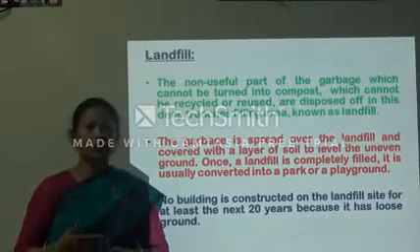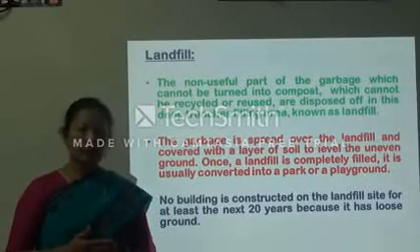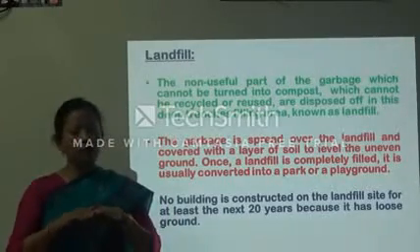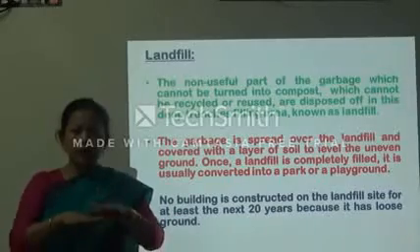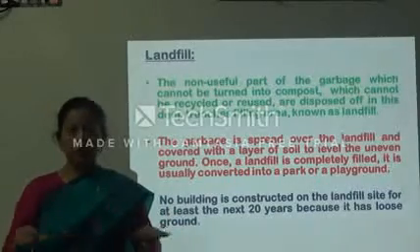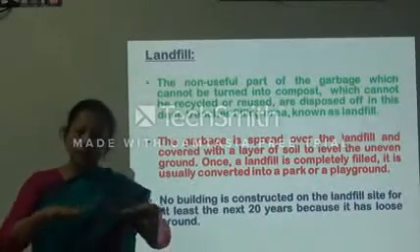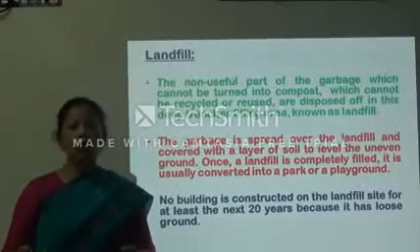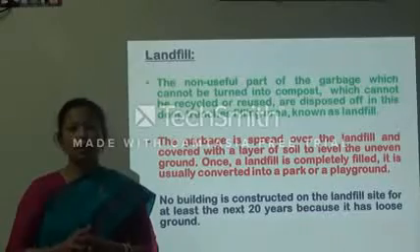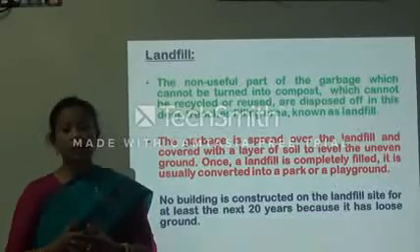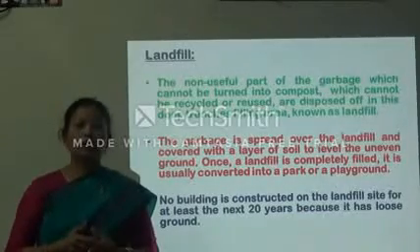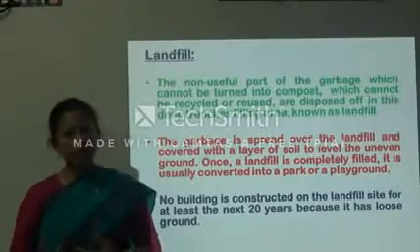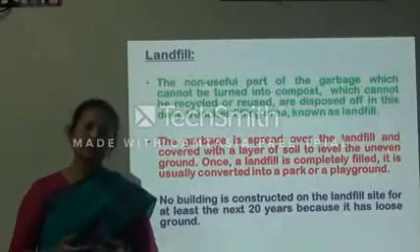The garbage is spread over the landfill and covered with a layer of soil to level the uneven ground. Once the landfill is completely filled, it is usually converted into a park or a playground. No building is constructed on the landfill site for at least the next 20 years because it has loose ground.